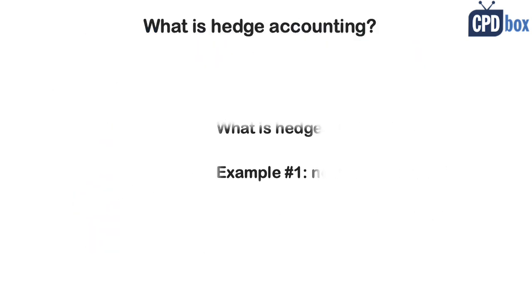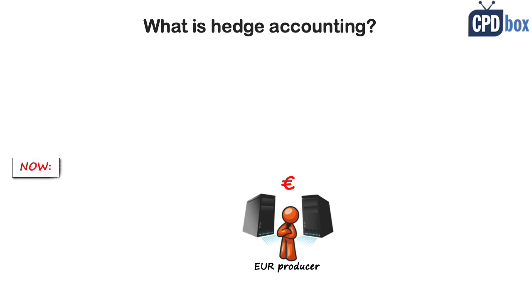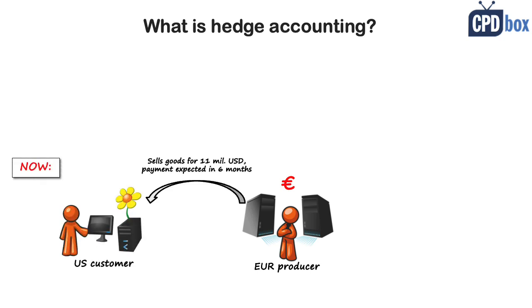So let's explain first. Imagine you have a producer whose functional currency is euro, and let's say that this producer finds a customer in the United States and agrees to sell goods for 11 million US dollars with payment expected in 6 months. The functional currency of the customer is US dollar. And so here we have a high foreign currency risk because the payment will happen in 6 months.